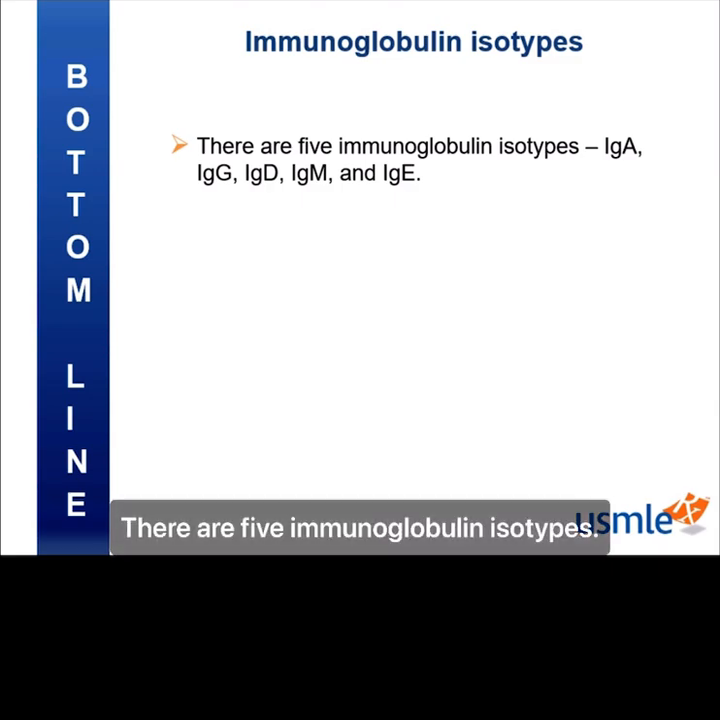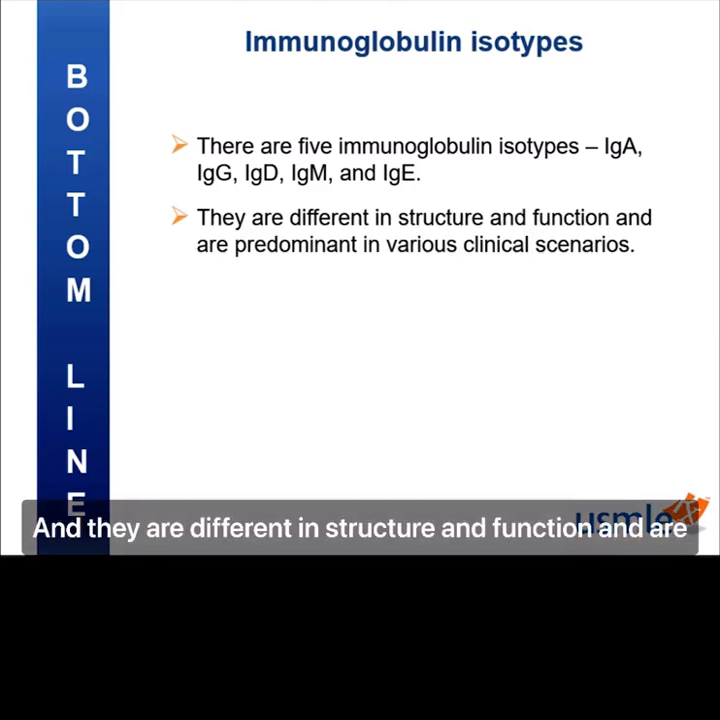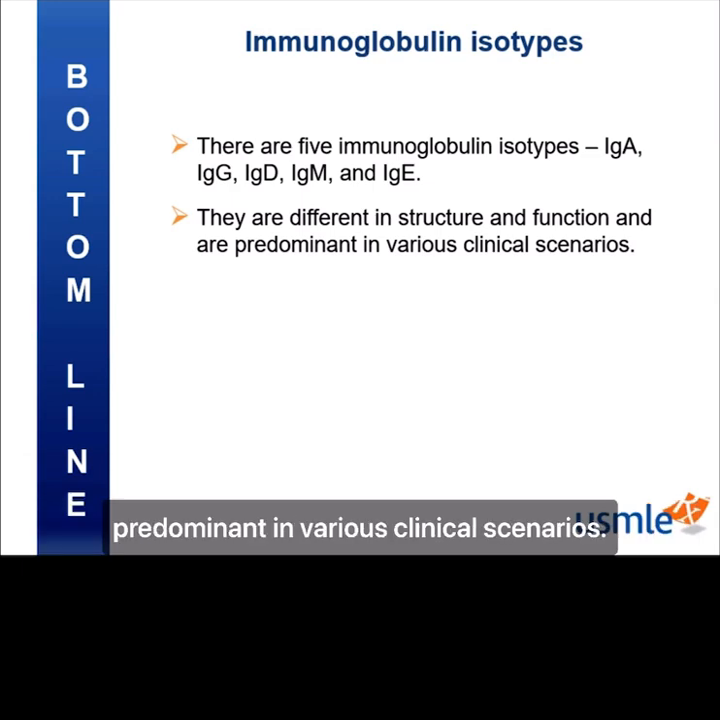There are 5 immunoglobulin isotypes: IgA, IgG, IgD, IgM, and IgE. And they are different in structure and function and are predominant in various clinical scenarios.